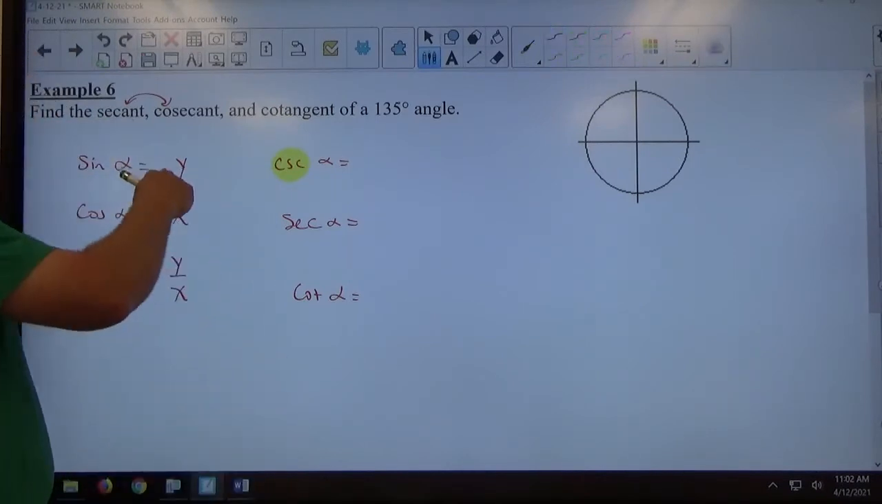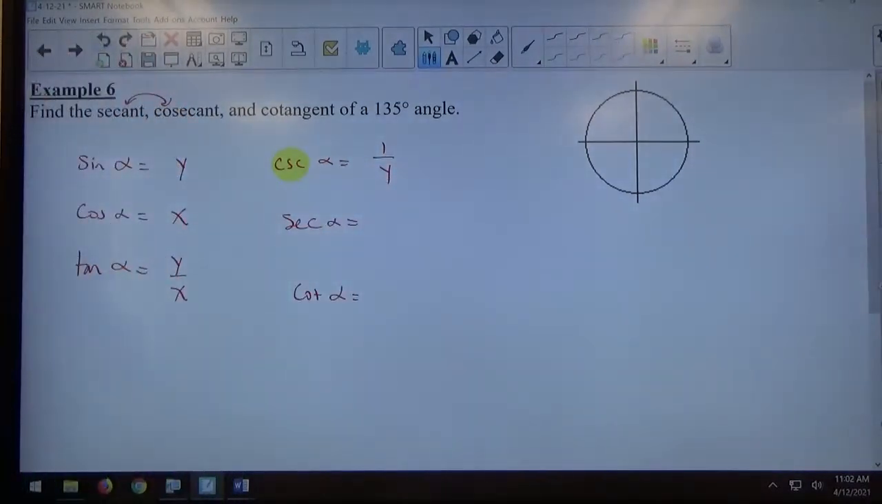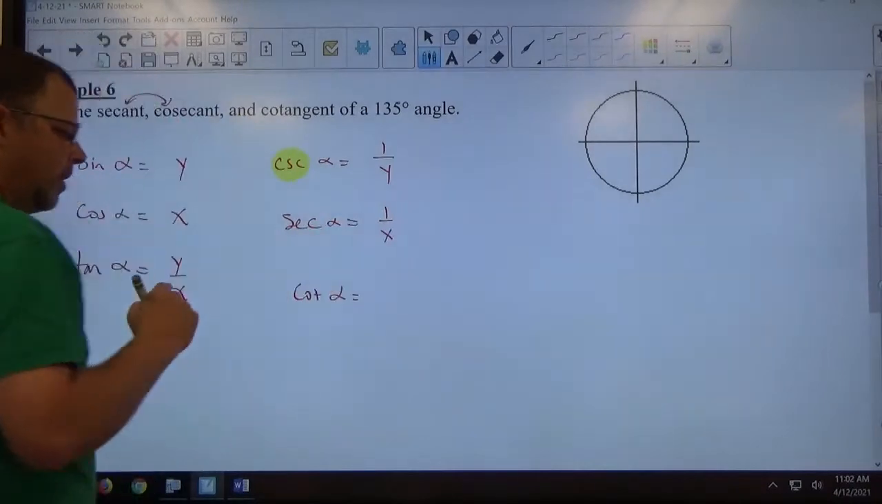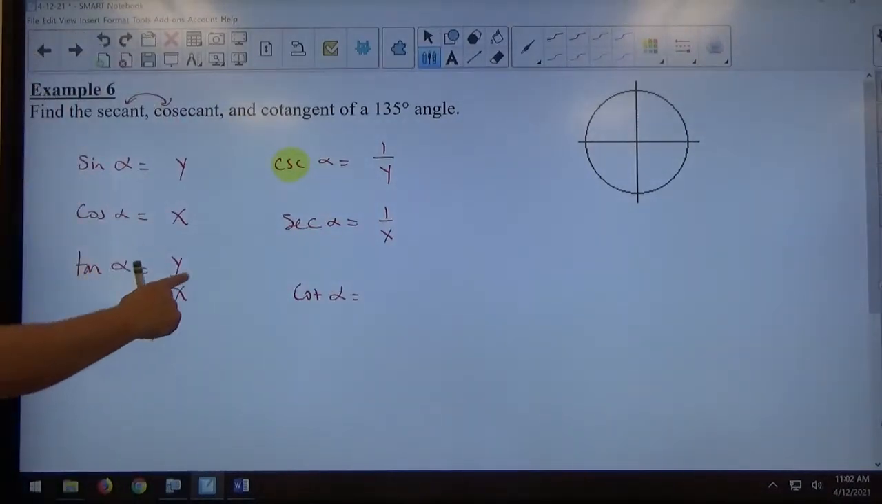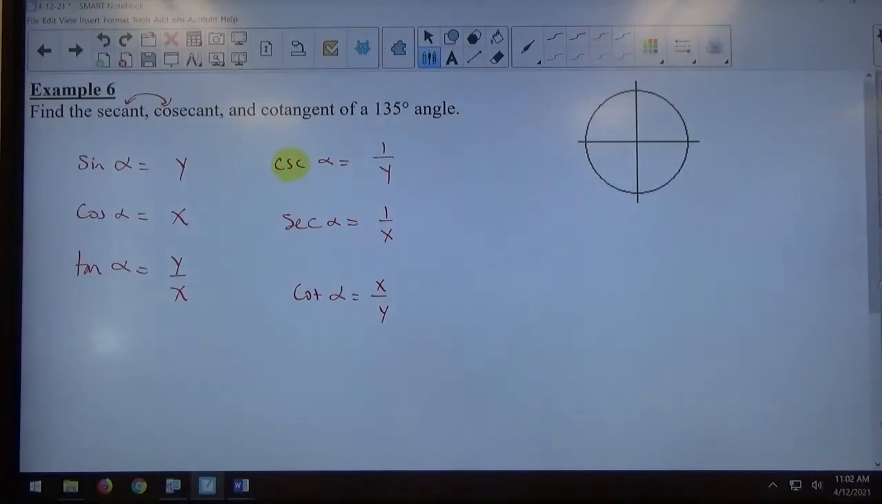So if sine is y, the reciprocal is 1 over y. If cosine's x, the reciprocal is 1 over x. If tangent's y over x, cotangent, the reciprocal, is x over y. So I can still relate those to cosine and sine. Again, cosine acts like x, sine acts like y.